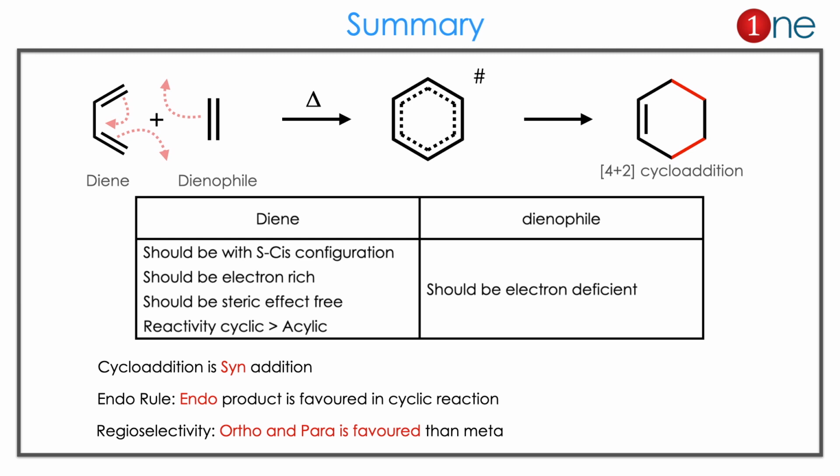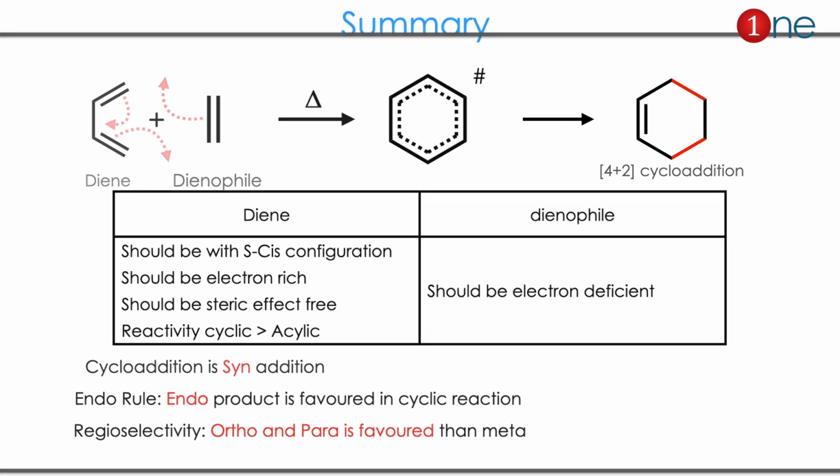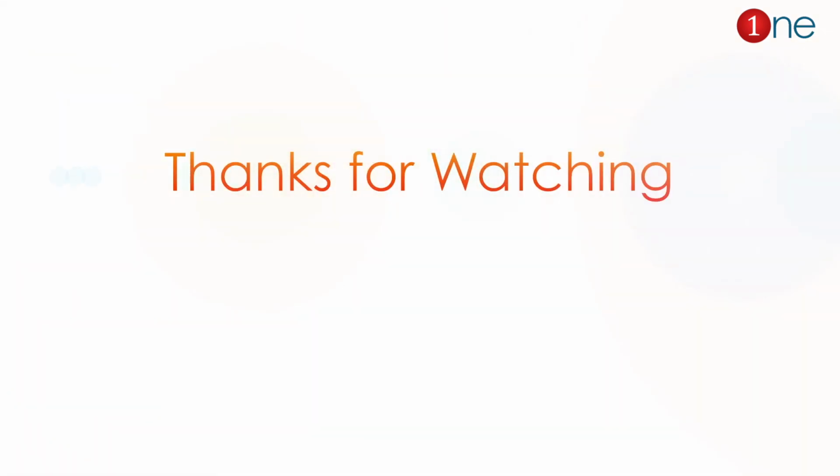Then the 3 important facts you have to know here are: cycloaddition is syn addition, both carbons approach at the same phase. Then the product will always be endo in the case of cyclic reaction. In the case of regioselectivity, the ortho product is favored over meta.